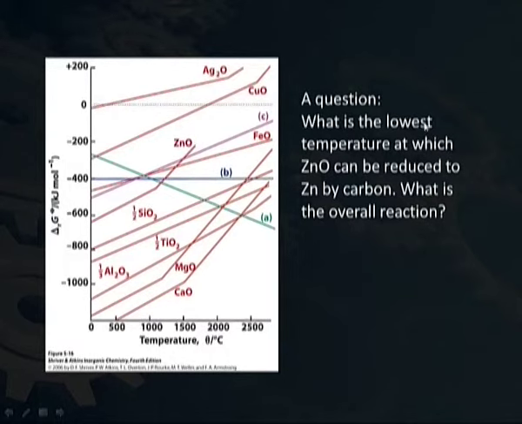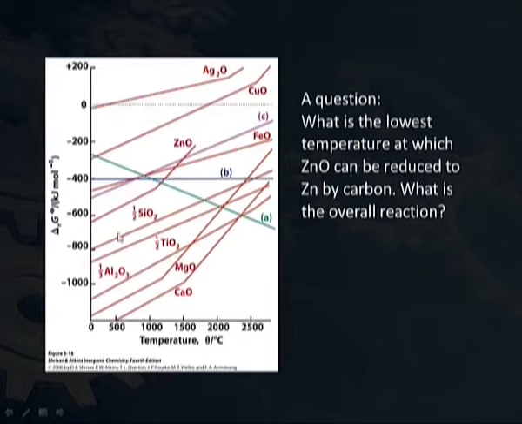So, it is time to put a question to you. Look at this Ellingham diagram shown before you. The question is, what is the lowest temperature at which zinc oxide can be reduced to form zinc by carbon, and what is the overall reaction? In this question you should know which is the line for the carbon dioxide reaction. That is this green line which we have shown here, and you have to look for the zinc oxide free energy curve in the Ellingham diagram.